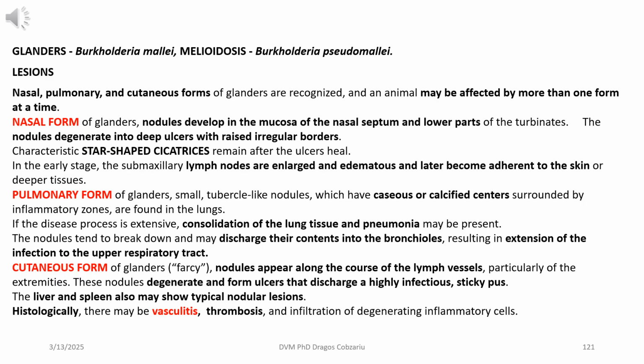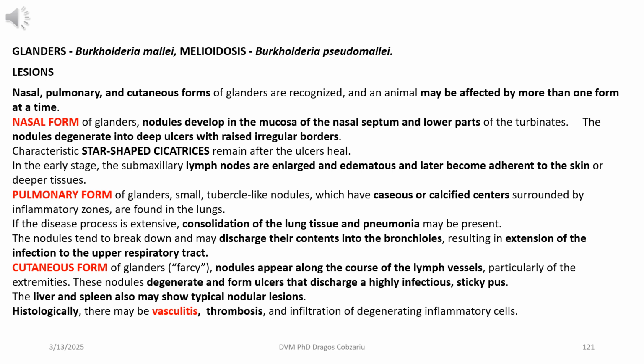Lesions. Nasal, pulmonary, and cutaneous forms of glanders are recognized, and an animal may be affected by more than one form at a time. In the nasal form of glanders, nodules develop in the mucosa of the nasal septum and lower parts of the turbinates. The nodules degenerate into deep ulcers with raised irregular borders. Characteristic star-shaped cicatrices remain after the ulcers heal.